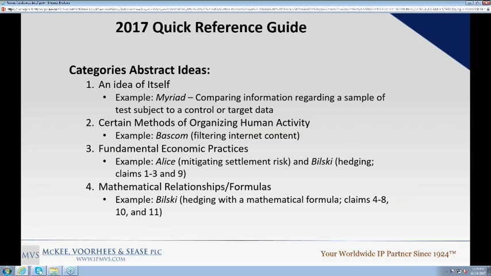So the last portion, as I mentioned with the quick reference guide, is that they broke down abstract idea into 4 different categories. One category is the idea of itself, and they have a nice listing of all of the cases that fall under these. That's part of the reason that I did not copy that page here, but if you go to that website, you can get it. Some of them are really large and have a lot of listings of cases.